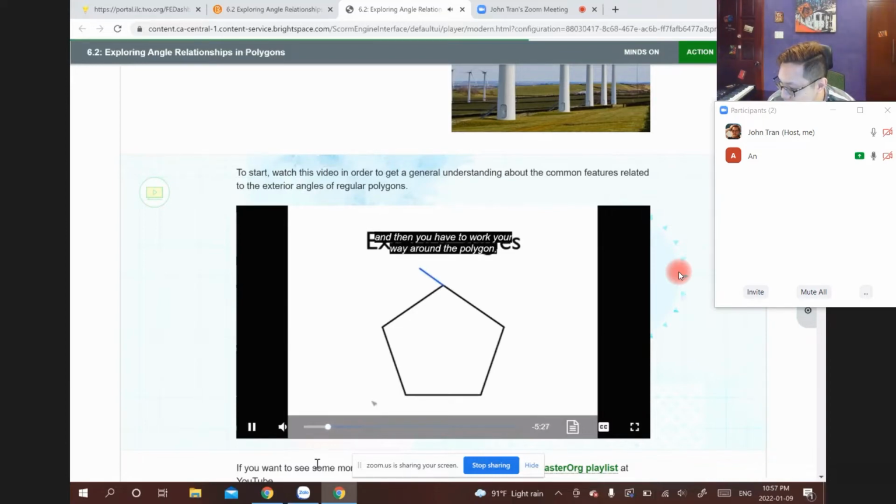And then you have to work your way around the polygon, still extending those straight lines of the sides as you go round, as I'm doing here. And it's really important that you keep going in the same direction around the polygon. Once you've got it to this stage, you then just draw in all of the angles, as you can see here. And all of the blue angles in this diagram are the exterior angles of this regular pentagon.